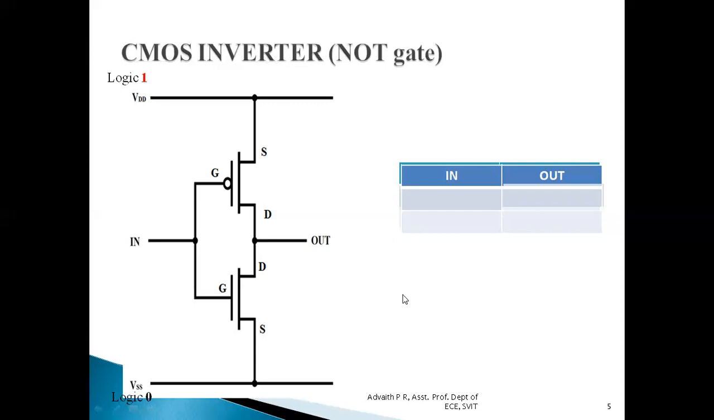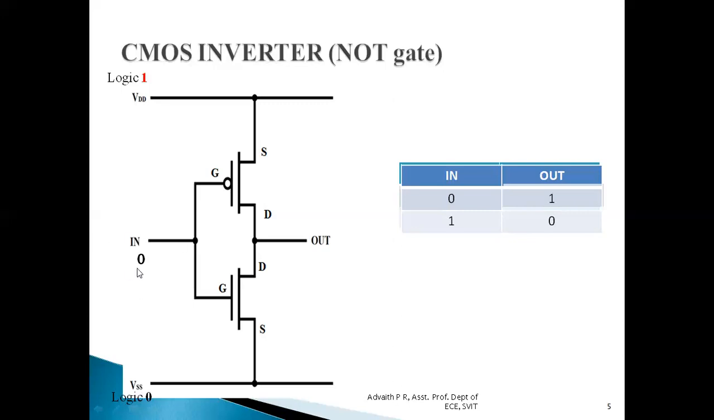We already know that in a NOT gate or CMOS inverter, when the input is 0, the output should be 1, and when the input is 1, the output should be 0. How exactly that operates, we'll try to understand. As already discussed, the NMOS transistor turns on when its gate level logic is 1. The PMOS transistor turns on when its gate level logic is 0.